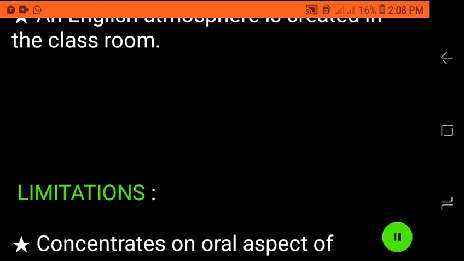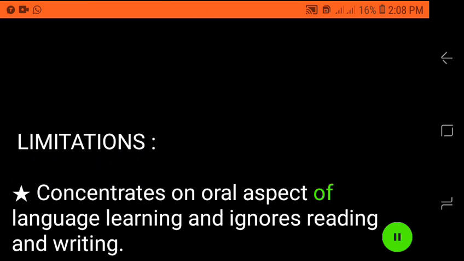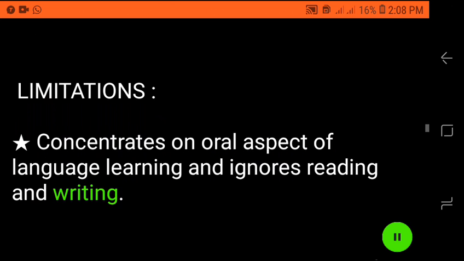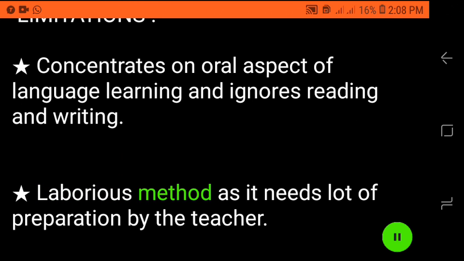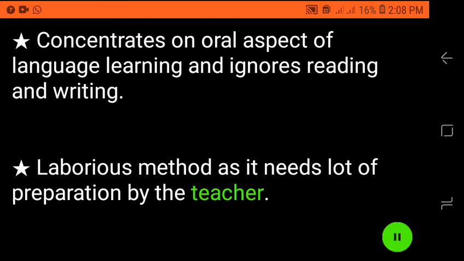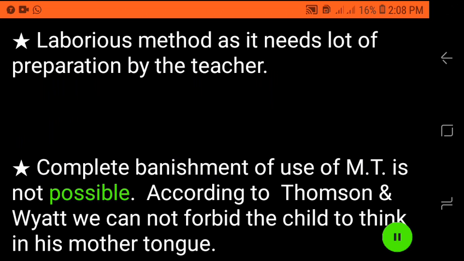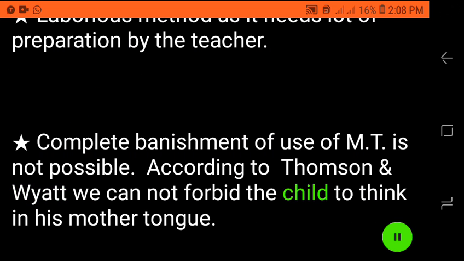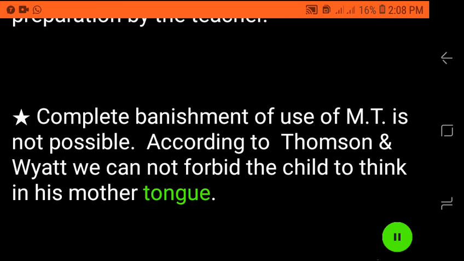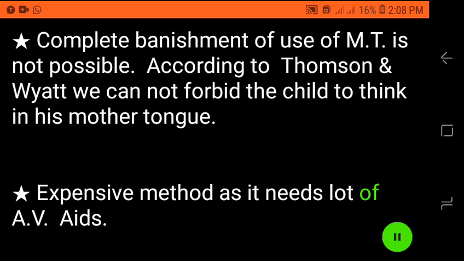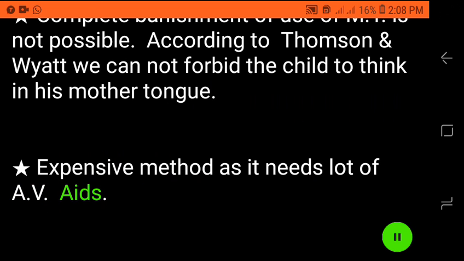Limitations. Concentrates on oral aspect of language learning and ignores reading and writing. Laborious method as it needs a lot of preparation by the teacher. Complete banishment of use of MT is not possible. According to Thompson and Wyatt, we cannot forbid the child to think in his mother tongue. Expensive method as it needs a lot of AV aids.